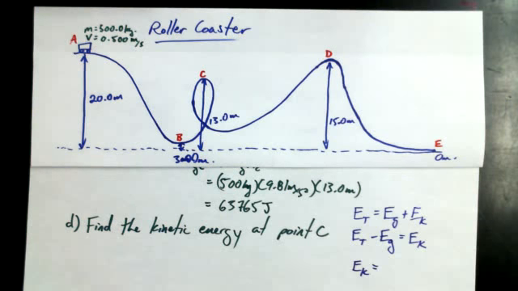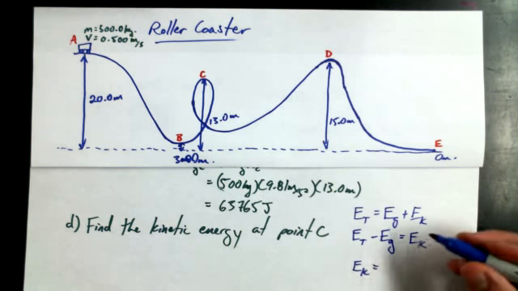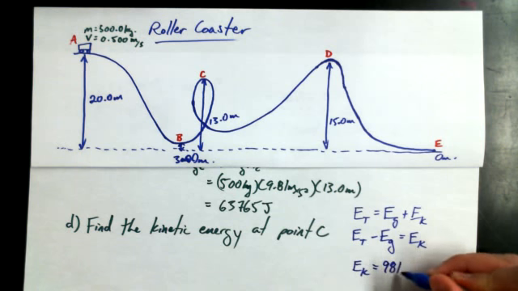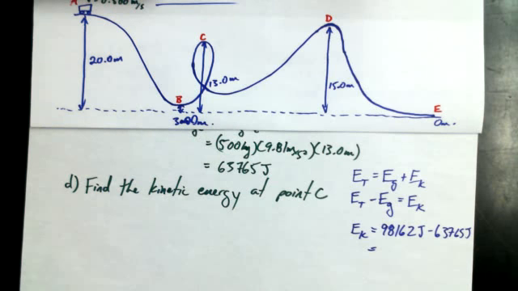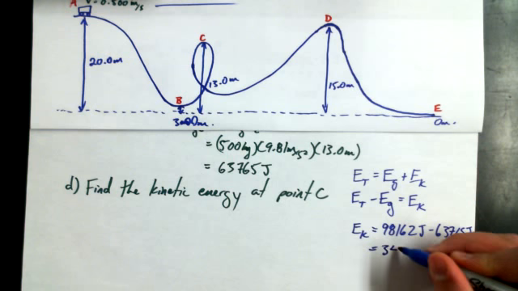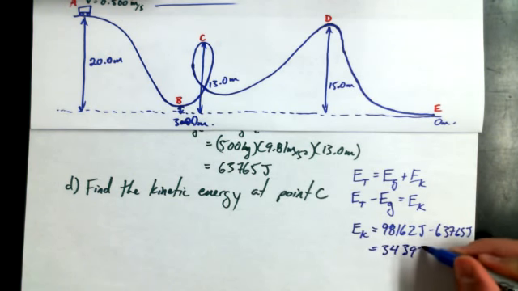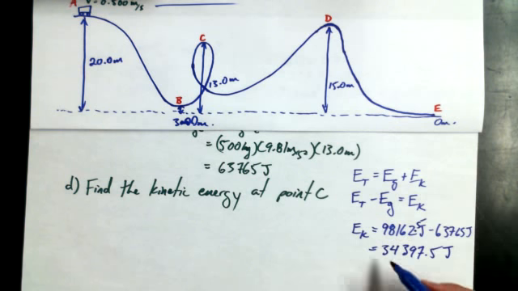EK is equal to, and I'll just plug in my values, E total, which is, what was E total again? 98,162. Yeah, 98,162 joules minus 63,765 joules. How many joules do I have wrapped up in kinetic energy? Yes, sir. 34,397.5. Beautiful. Joules. Oh, because we forgot a 0.5 right here? Okay. Alrighty. So that's how much kinetic energy we have.